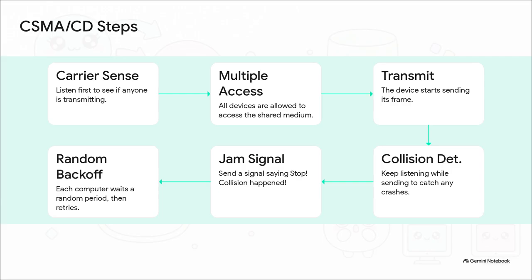If it's quiet, it moves right along to step 2 and 3. Multiple access just means everyone is sharing this wire, but since it's quiet right now, PCA can transmit its data. Now, step 4 is absolutely crucial, collision detection.